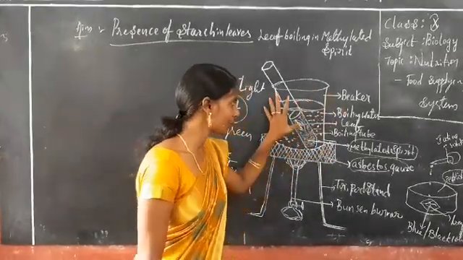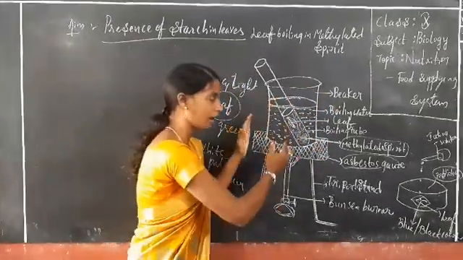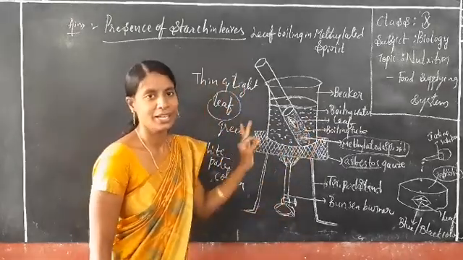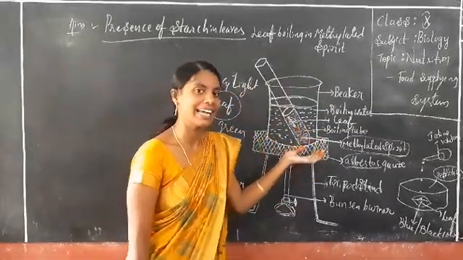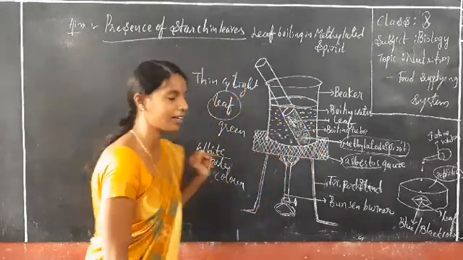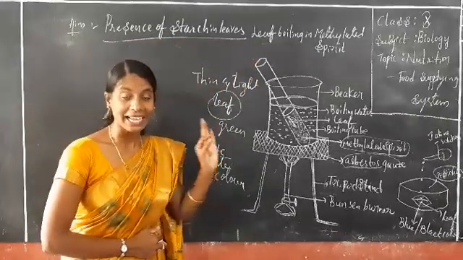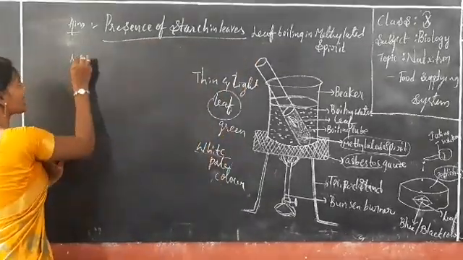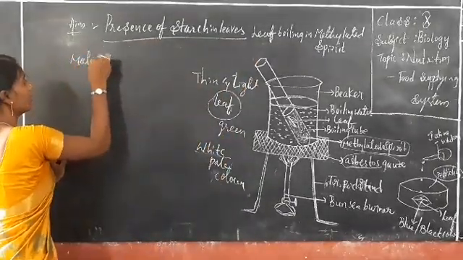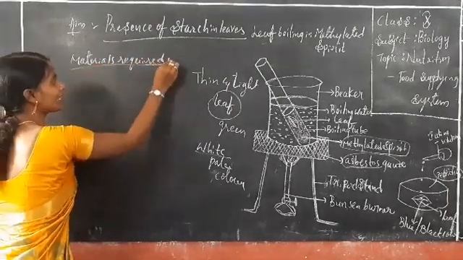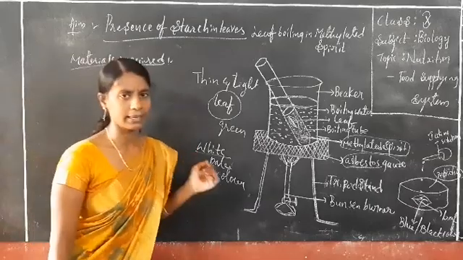According to the topic, if you draw the diagram, you can easily write the activity. So let us see how you can write the activity from the diagram. Clear all of you? Here the aim is presence of starch in leaves. So that is the main aim. Materials required means the materials needed for doing this activity. That is the materials required.